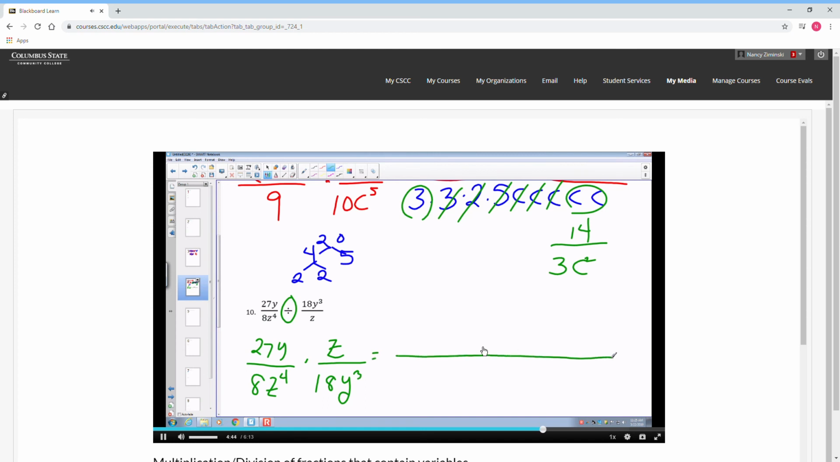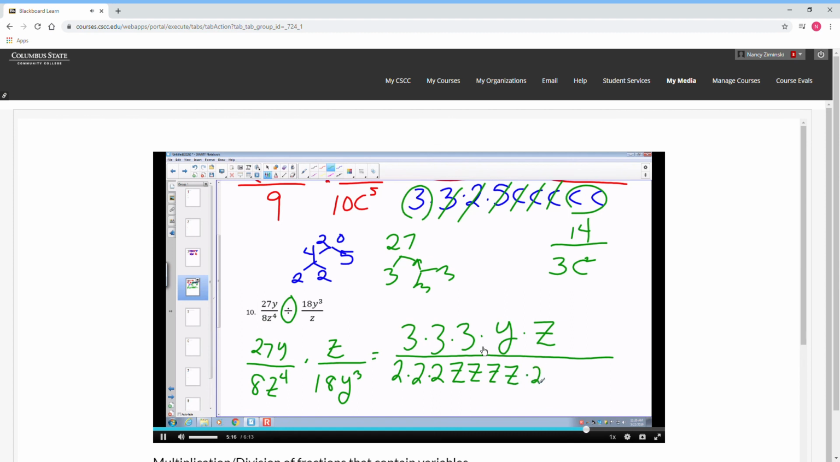So multiplying across the top, 27 is 3 times 9, and that 9 is 3 times 3. So I have 3 times 3 times 3 times y, and I continue across the top to the z. And the prime factorization of 8 is 2 times 2 times 2, and z to the 4th. And 18 is 2 times 9, or 2 times 3 times 3, and y to the 3rd power.